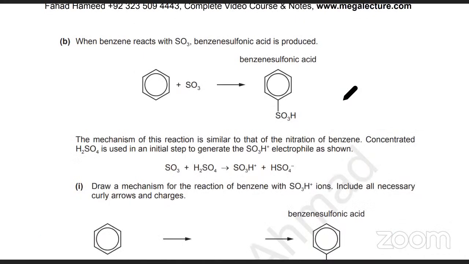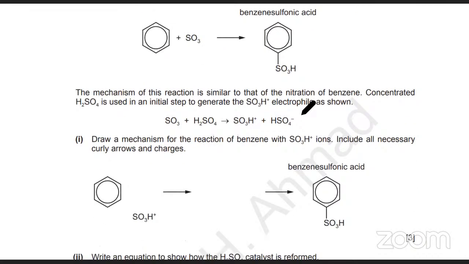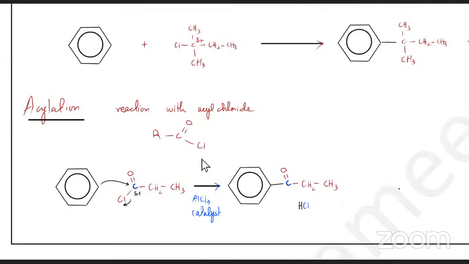This is also, now he's saying that benzene reacts with SO3 and this is produced, which is SO3H, right? Now, this reaction is not in your course, but the reaction that is in your course, that's electrophilic substitution, and I'll share the mechanism with you.